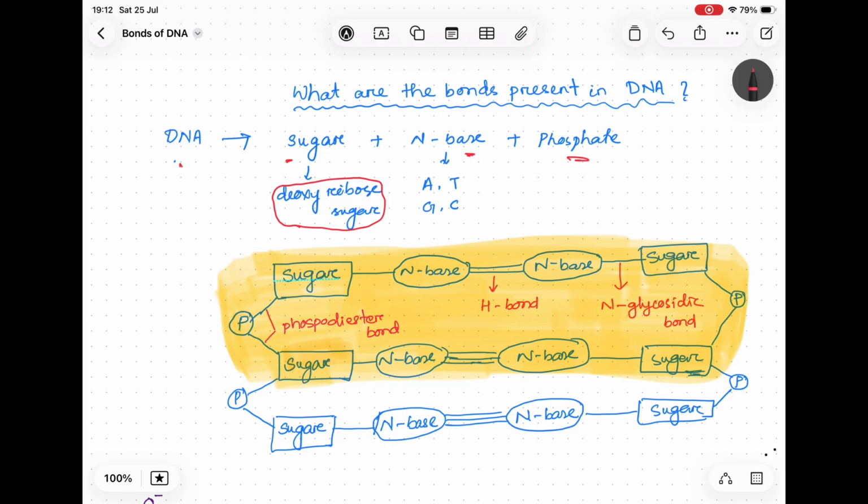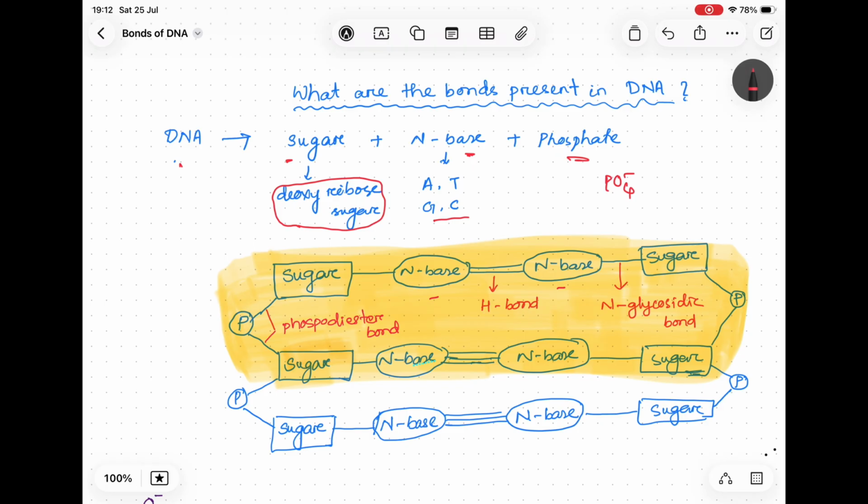And the nitrogen bases are adenine, thymine, guanine, and cytosine. And then there is your phosphate, PO4 minus. So what are the bonds? Because there are three different things: sugar, the nitrogen base, and phosphate. So how do they connect with each other? What are the bonds? Mainly we'll be studying four different bonds. Between nitrogen base and nitrogen base, this is hydrogen bond, there is glycosidic bond, and there is phosphoester bond.